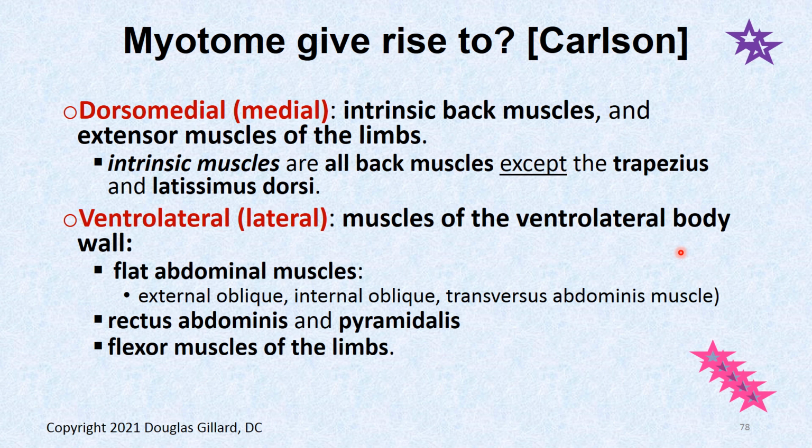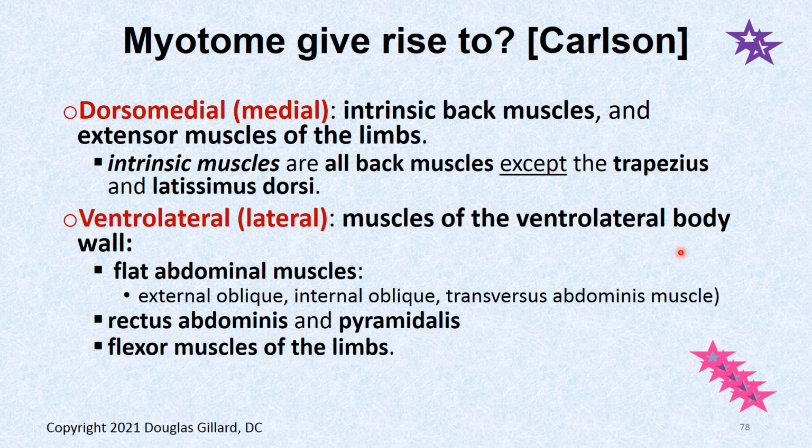All right. Myotome. What does that layer give rise to? Well, it must be muscle. Myo means muscle. We can split that into 2 parts as well. The dorsal medial part gives rise to the rest of the intrinsic back muscles and the extensor muscles of the limbs. Who are these intrinsic muscles of the back? It's every back muscle that you're going to learn next quarter, except for the big muscles, the trapezius and the latissimus dorsi. Those are extrinsic muscles. Everything else is intrinsic muscles.